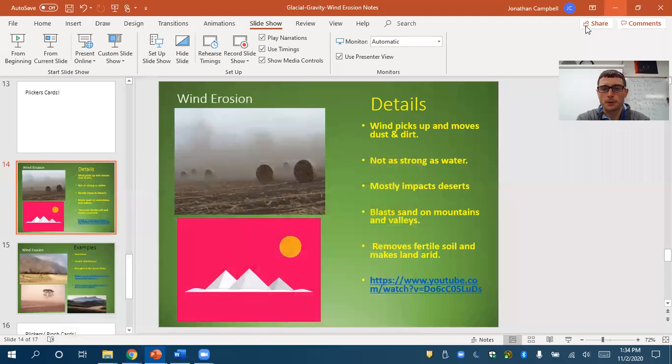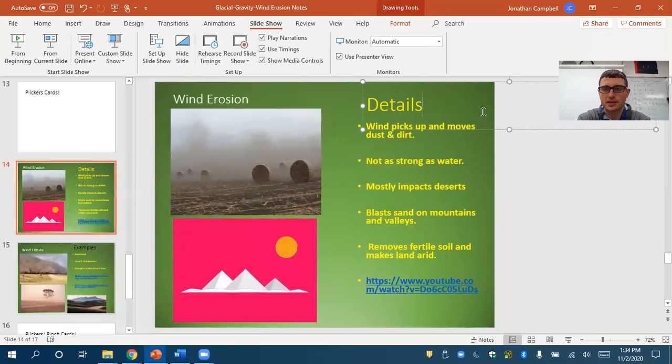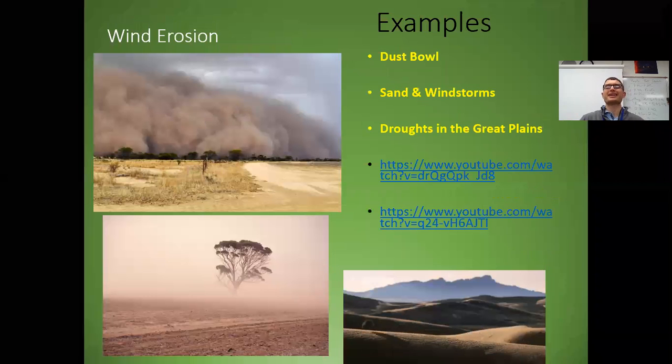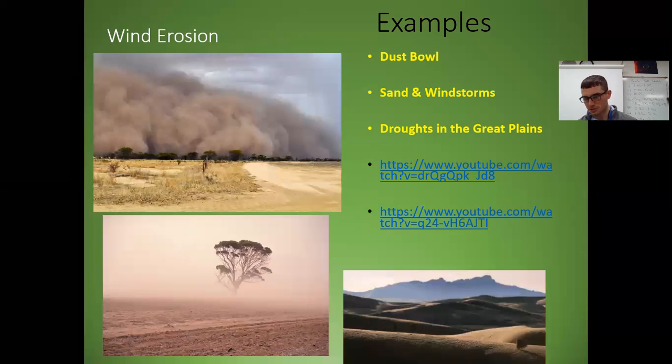Okay, let's finish up with our sandstorm. I got to show the cool videos at the end, right? So examples of this, again, each section is going to have details and examples. We've got the Dust Bowl. We've all learned about that in history class, right? Back when we had famine and just a lot of dry temperatures.